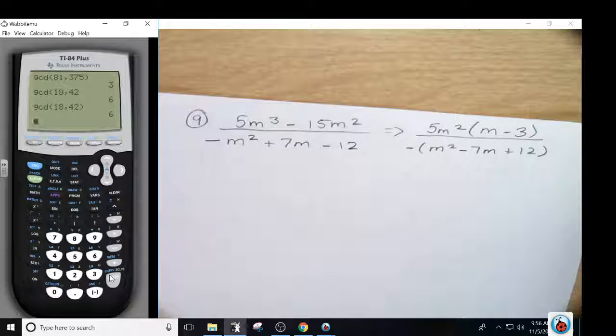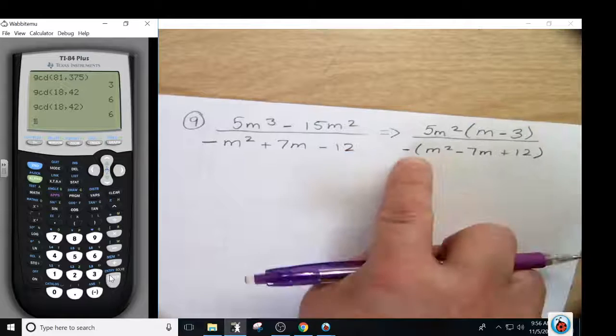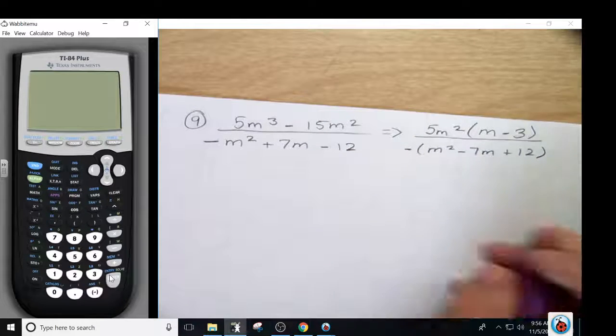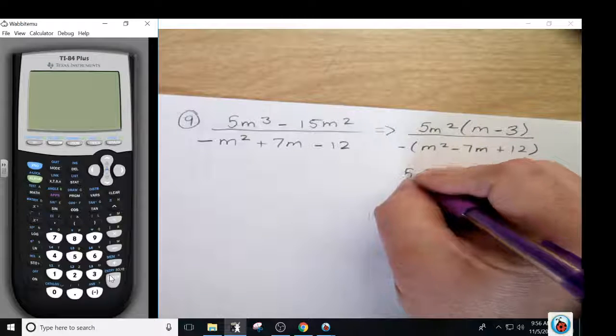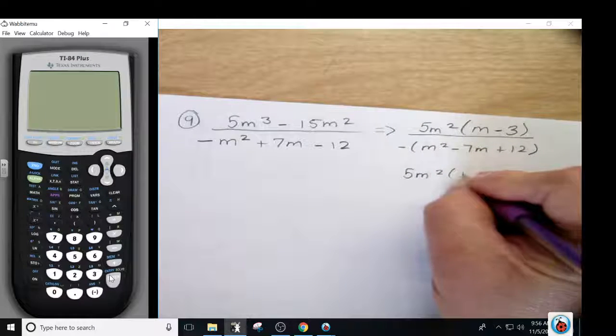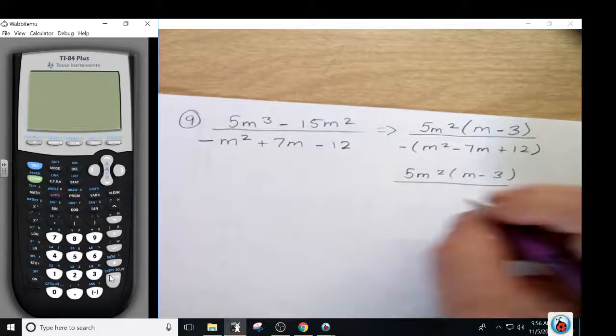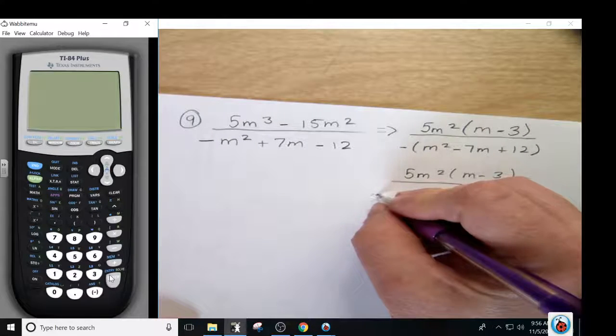You're not quite there yet. What do I need to do with this guy? You need to factor it, right? So that's going to be 5m squared times m minus 3 on top. All right, now I have a negative out here.